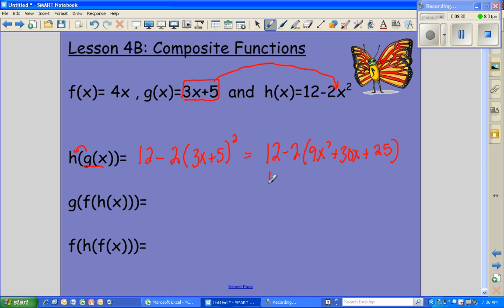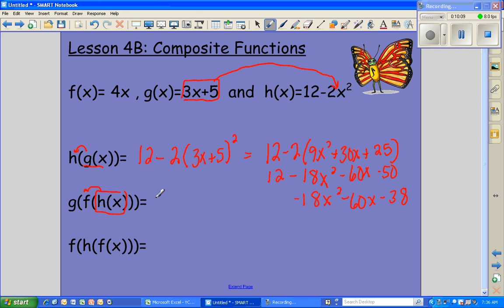So at this point, we're just going to clean it up. So that's 12 minus 18x squared minus 60x minus 50. Combine our like terms, we're going to get negative 18x squared minus 60x minus 38. Okay, all right, h of x is our innermost function on this guy. We need to plug him into the f function.